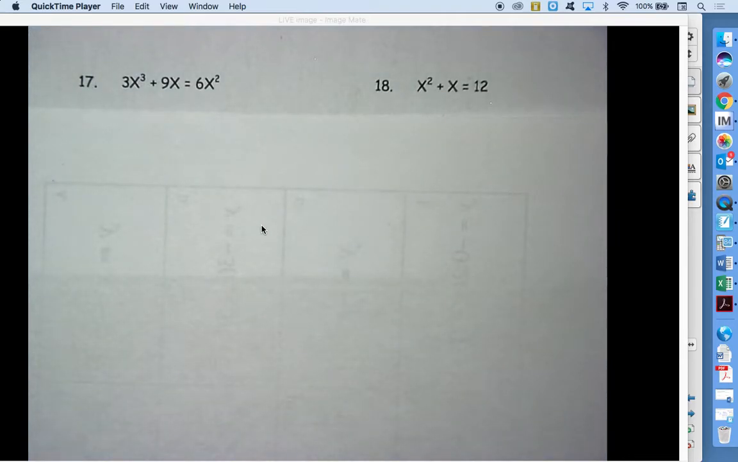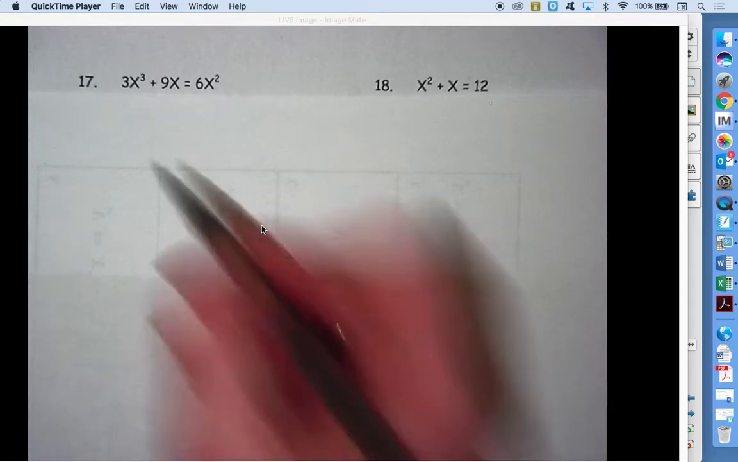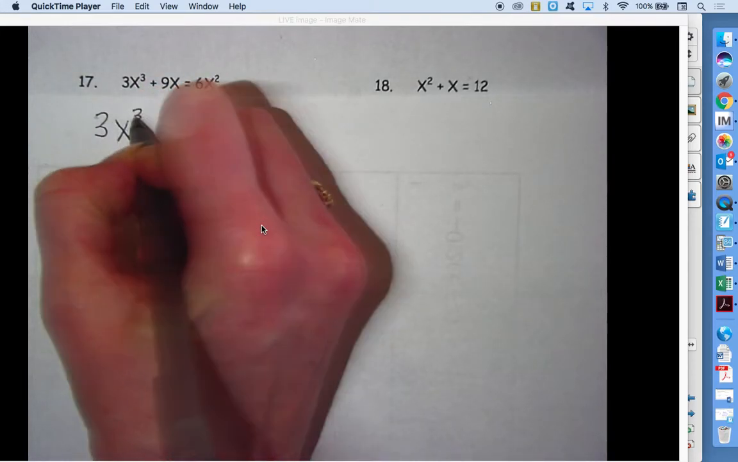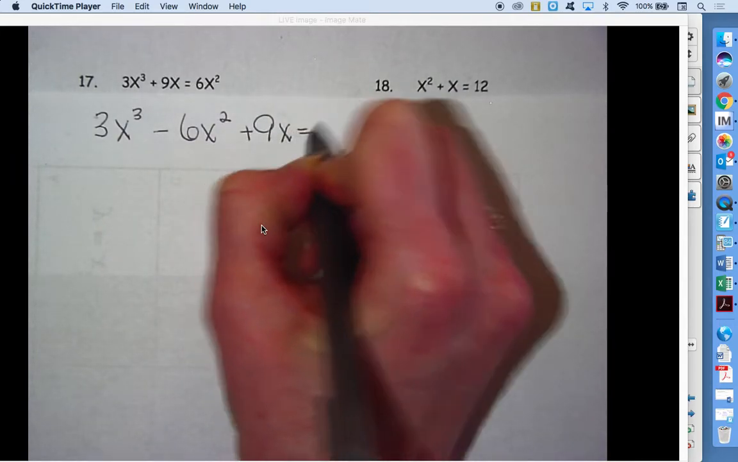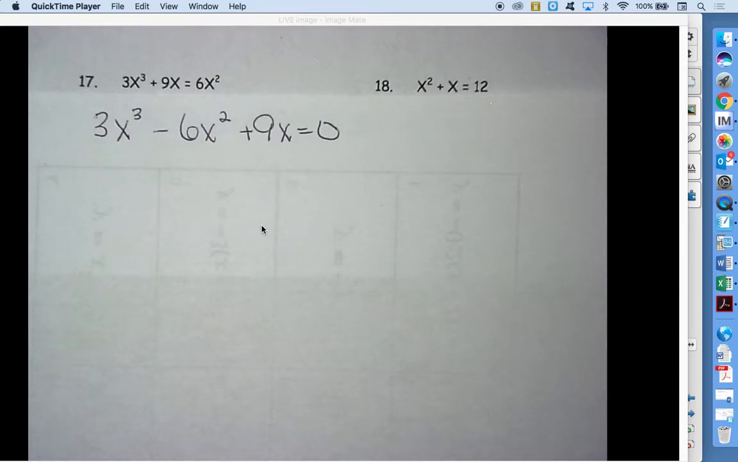All right, the other one we have, at the bottom of the page, number 17, is 3x cubed plus 9x equals 6x squared. Knowing that all of these problems need to be set equal to 0, we have to set this one equal to 0. How would you arrange your numbers, Virginia? 3x cubed minus 6x squared plus 9x equals 0. Right, you subtract the 6x squared to the other side, and that term goes in the middle.